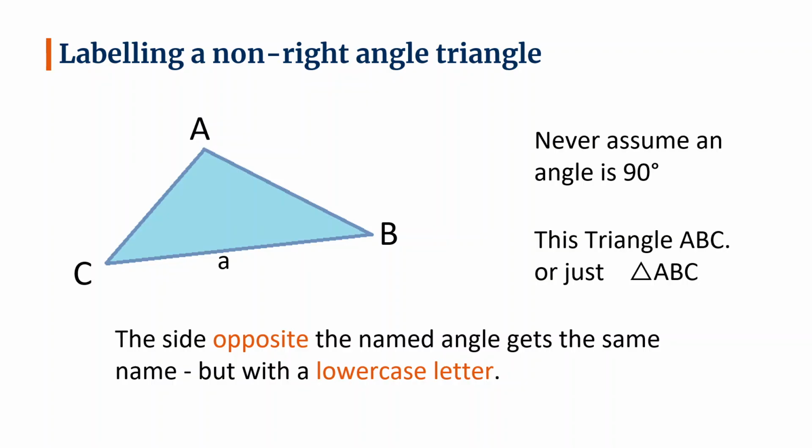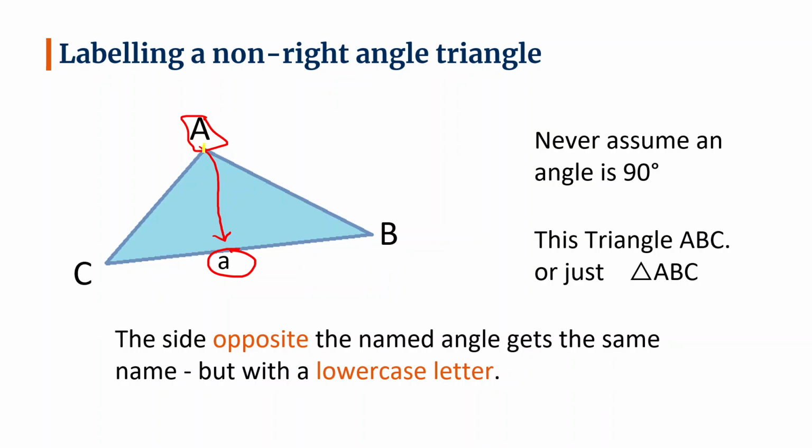So when you label a side, you can see this is called side A. And how did I know that that was side A? Well, this is angle A, and it's always the side opposite the angle that gets the name. If you're wondering why, to some degree I wonder too, but I think I figured out why.